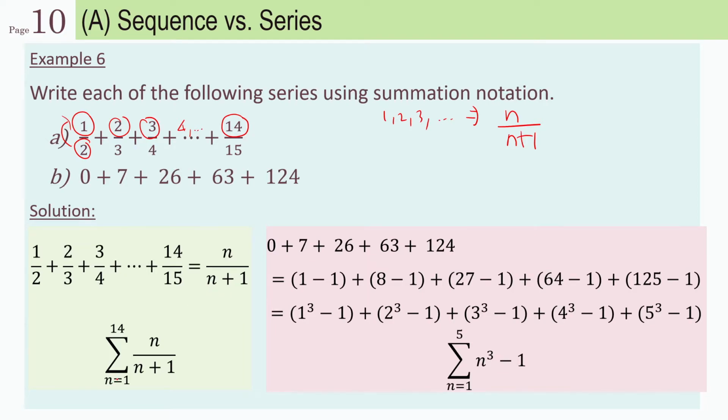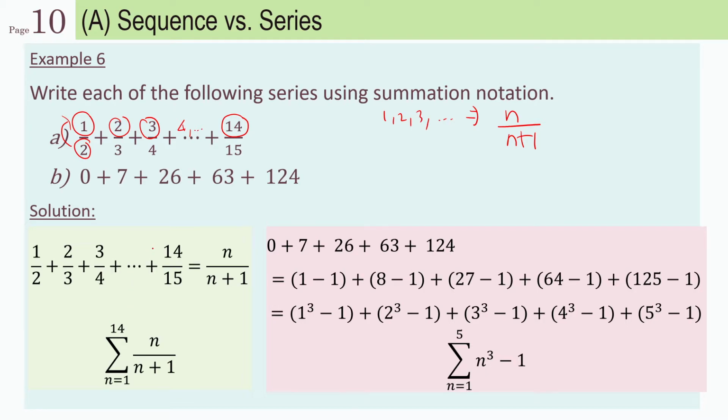What is my starting point? My starting point is number 1, because I start from 1 at the top here. And then I end at the number 14, so I only have 14 terms. So this is called our summation notation.